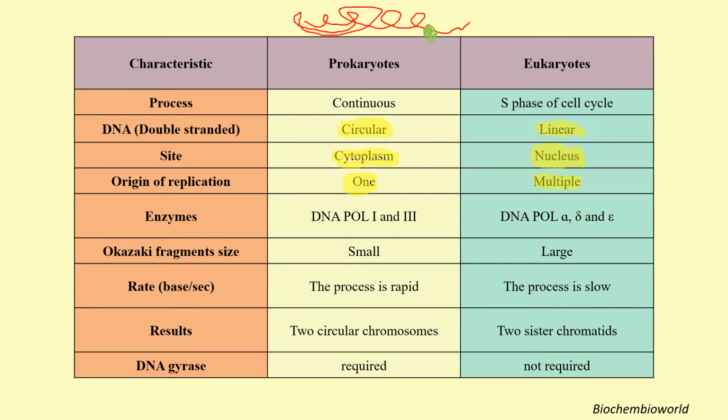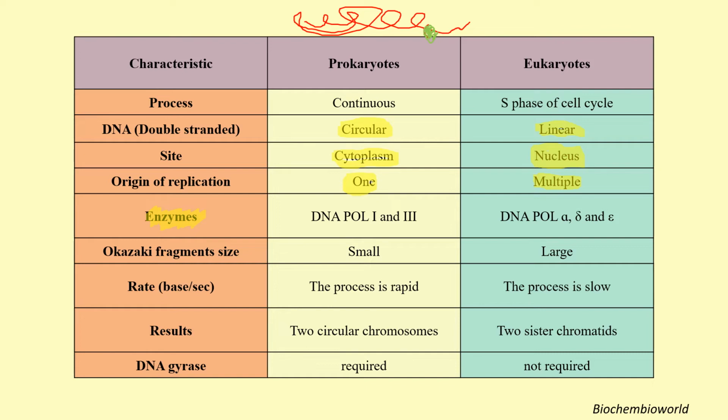Okay, enzymes which are involved. The enzymes involved in prokaryotic DNA replication are DNA polymerase I and III. Whereas in eukaryotes, it is DNA polymerase alpha, delta and epsilon.